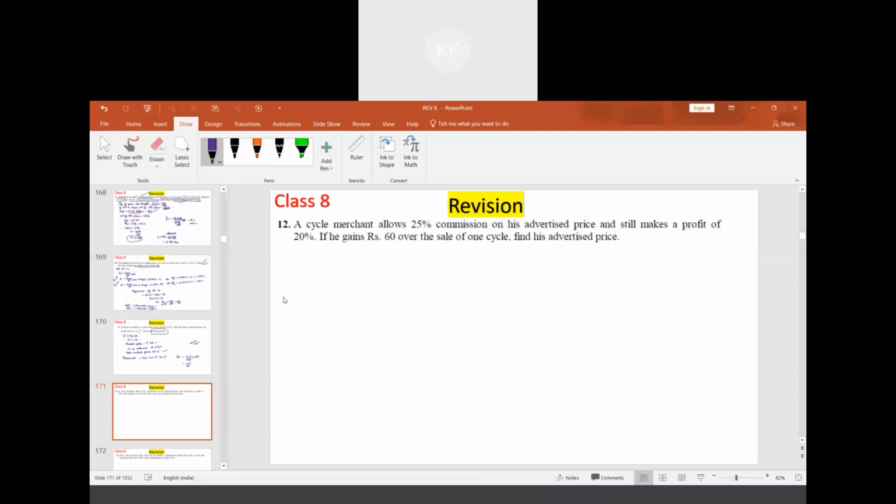Is the 25% what the merchant is getting, or is he giving it to the advertisement companies? He allows means giving. It's like you are having something and you are giving some discount. CP is 100, SP is 75.